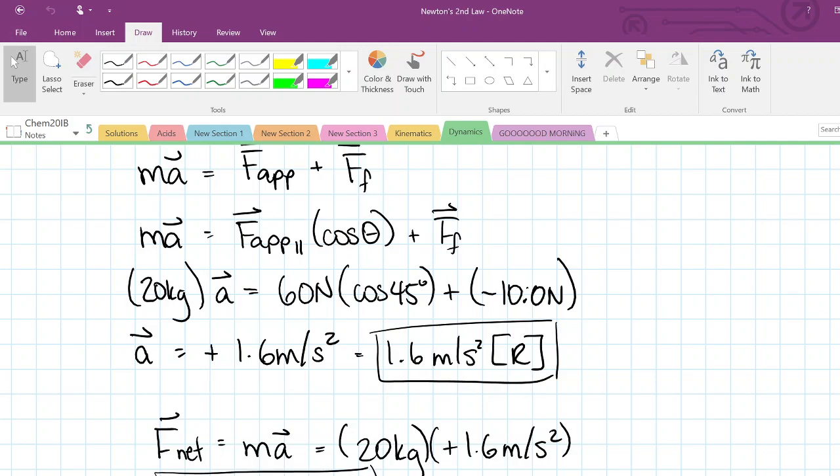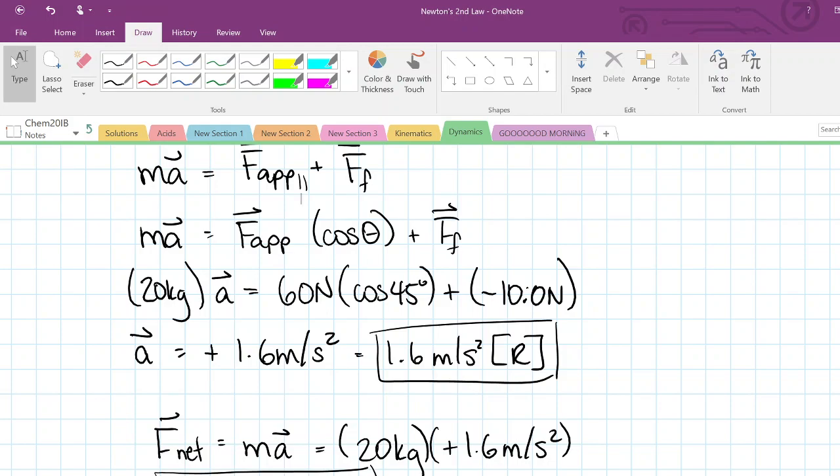So if I come back down here, oh, sorry, I should restate this. It's equal to force applied parallel plus force friction, and the force applied parallel is equal to force applied times cos theta plus force friction. So now I'm going to insert my values. They told me the box had a 20 kilogram mass. I'm looking for acceleration. I know that the force the person was applying on the box is 60 newtons. I know the angle was 45, and I know the force of friction is 10 newtons, but it's in the opposite direction, which I'm saying is negative.